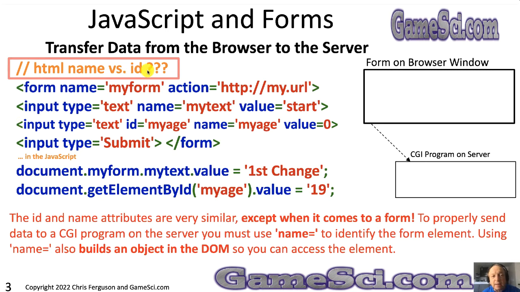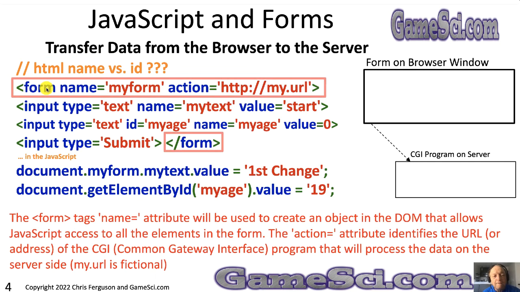We spent a lot of time using the ID equals attribute, and for forms especially, you have to get used to using name. Form name equals my form, action equals http://my URL. The form tag's name equals attribute will be used to create an object in the DOM that allows JavaScript access to all the elements in the form. The action equals attribute identifies the URL or address of the CGI, Common Gateway Interface program, that will process the data on the server side.